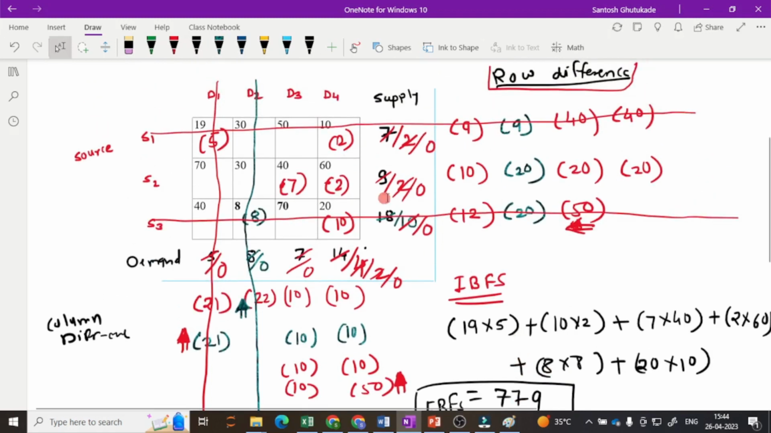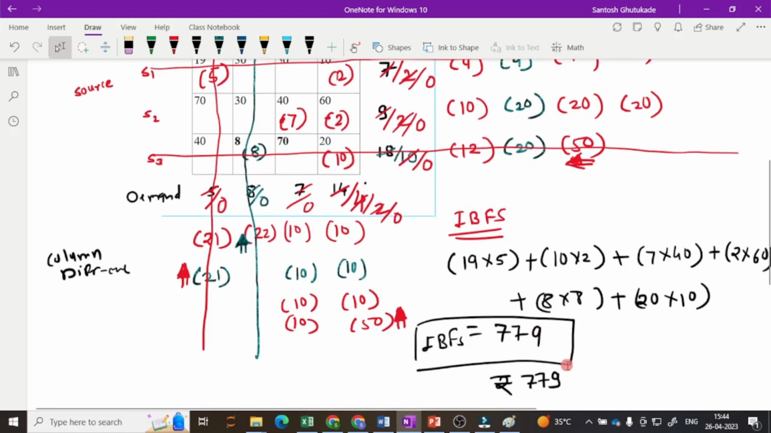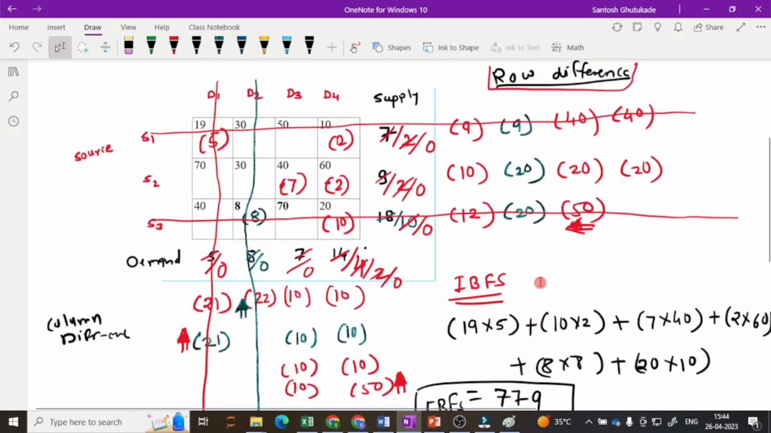We have calculated the same problem by NWCR, row minima, column minima, and least cost method. There we got the answers 1076 and 804 something. So the VAM method gives the minimum answer. Here we got the answer 779. This is the Vogel method, or penalty method.